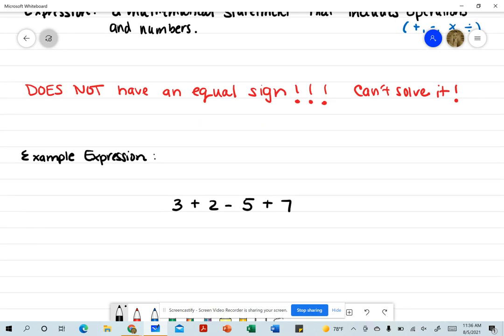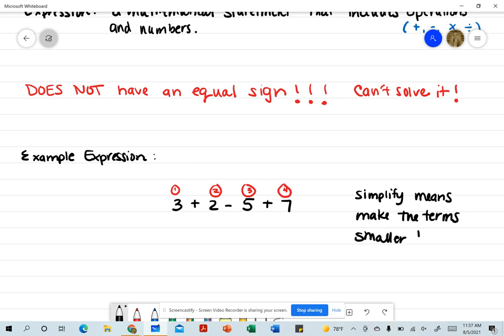What I see in this expression is that I have four different terms, right? I have four different numbers. So term 1 is 3, term 2 is 2, term 3 is 5 or negative 5, and term 4 is 7. Well, what I can do is I see that I have operations, so that means I can simplify this expression. Simplify means make the term smaller. So if I started with 4, can I make it 3? Can I make it 2? Can I make it 1? So that's what it means. In this case, we can.